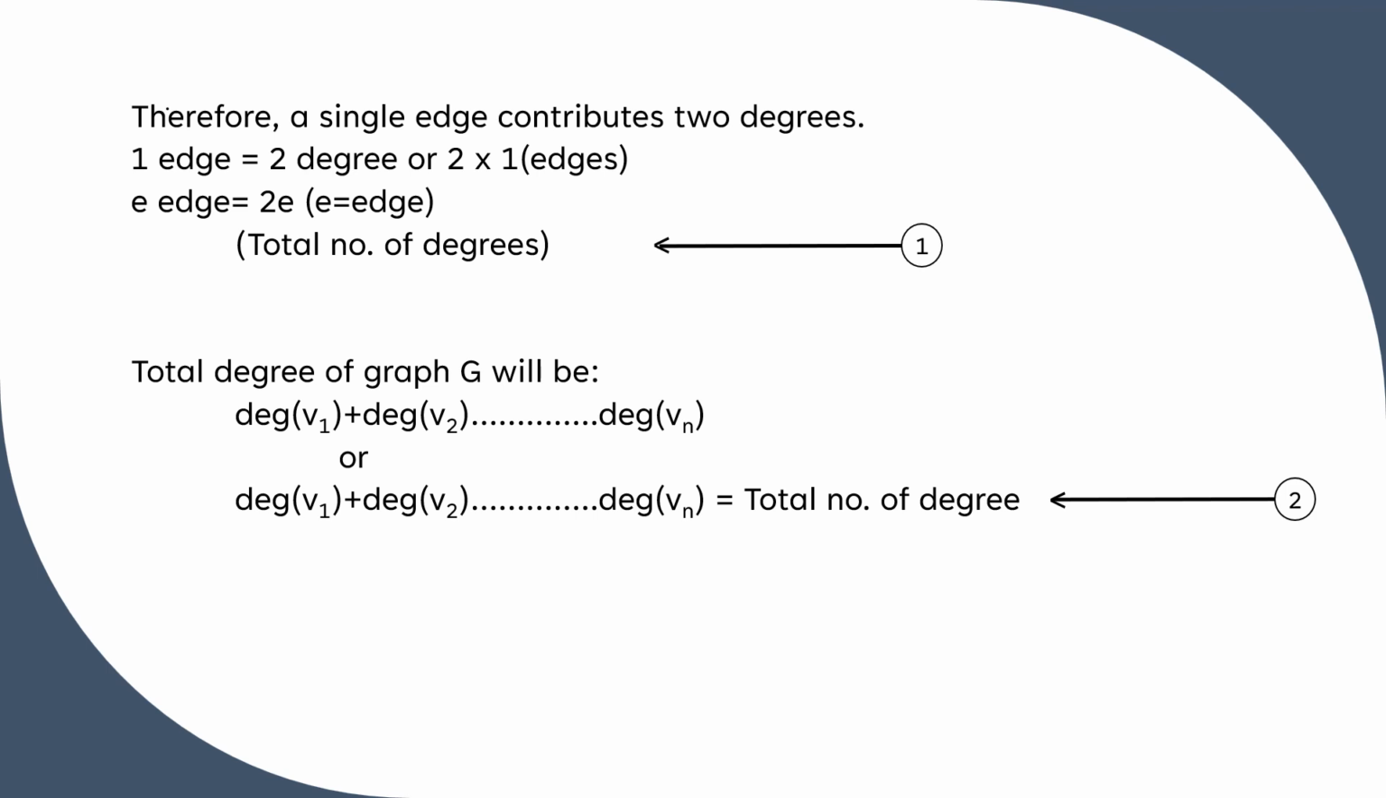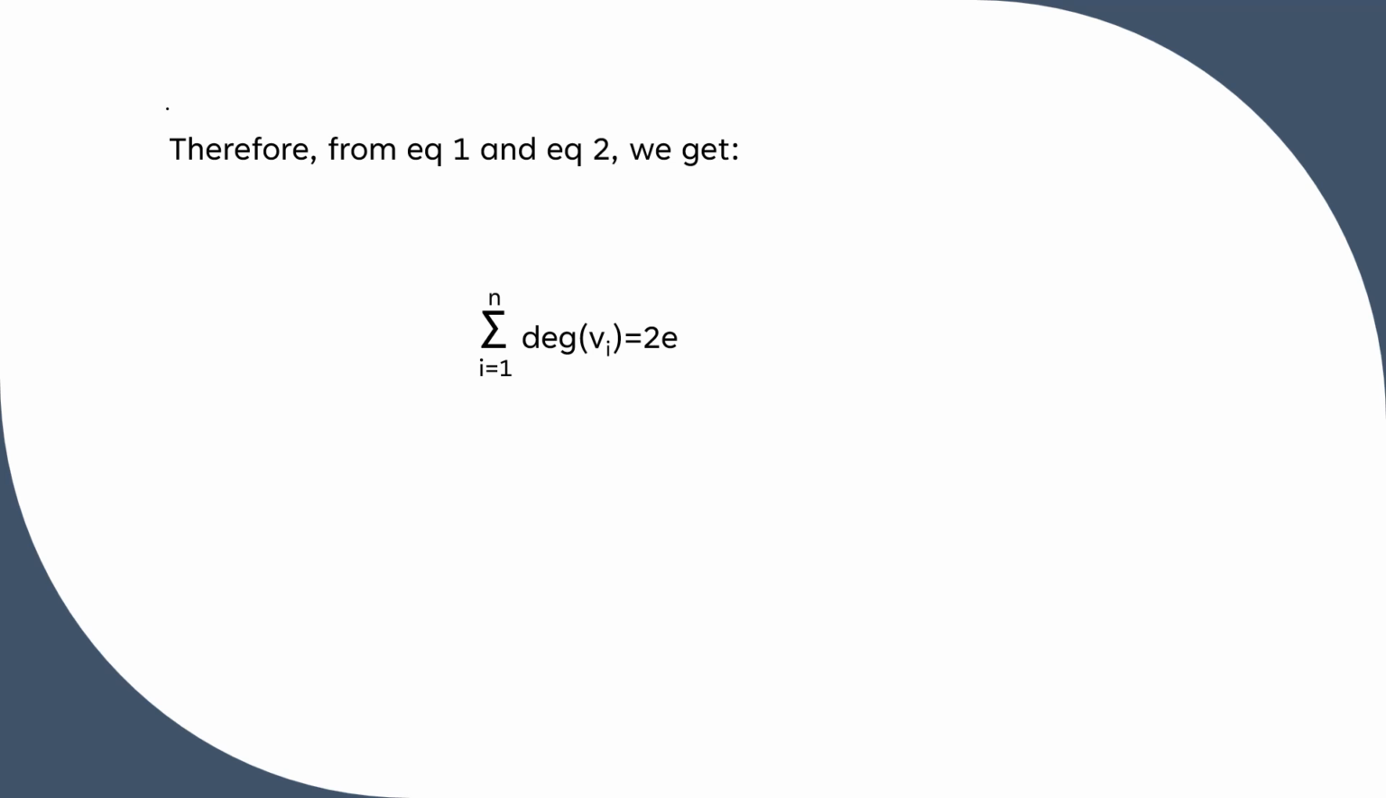The total degree of graph G will be degree of V1 plus degree of V2 till degree of Vn. We could also say the degree of V1 plus degree of V2 till degree of Vn is equal to the total number of degrees. Let it be the second equation. From equations 1 and 2, we find that the summation of degree Vi is equal to 2e. Hence, it is proved.